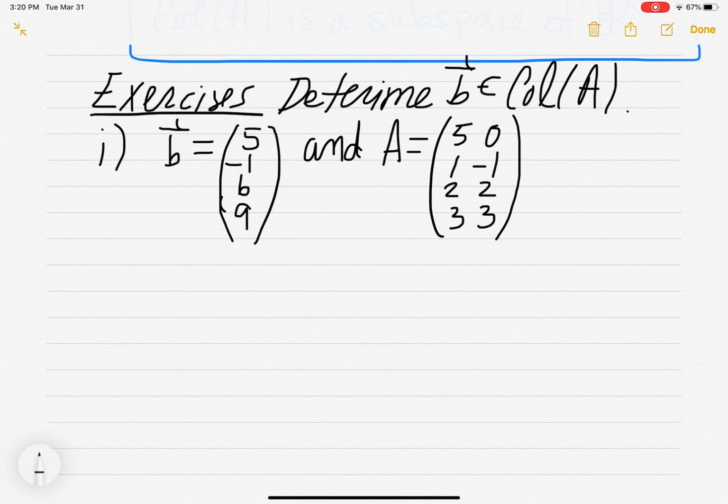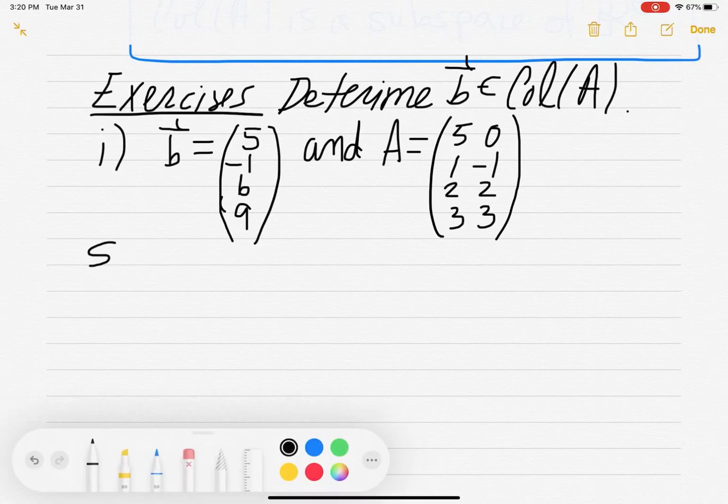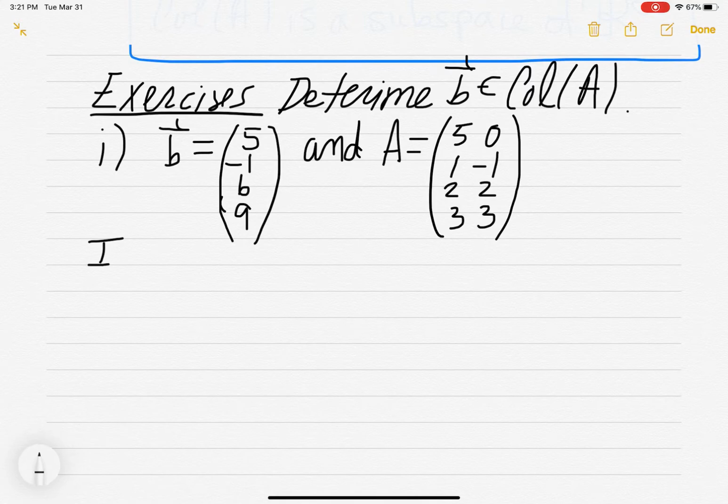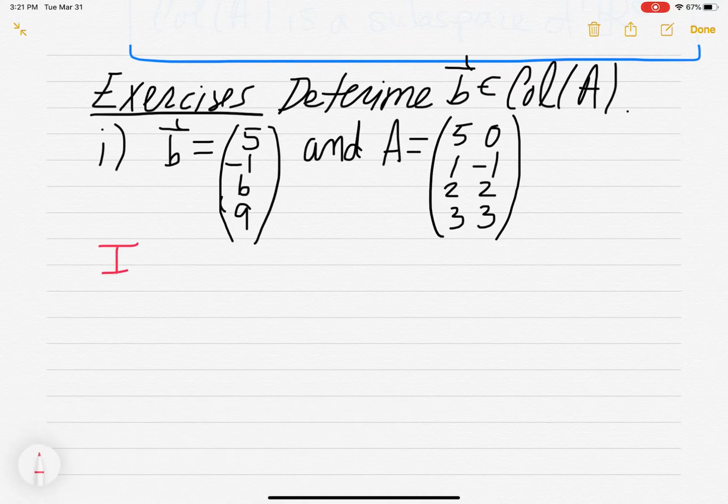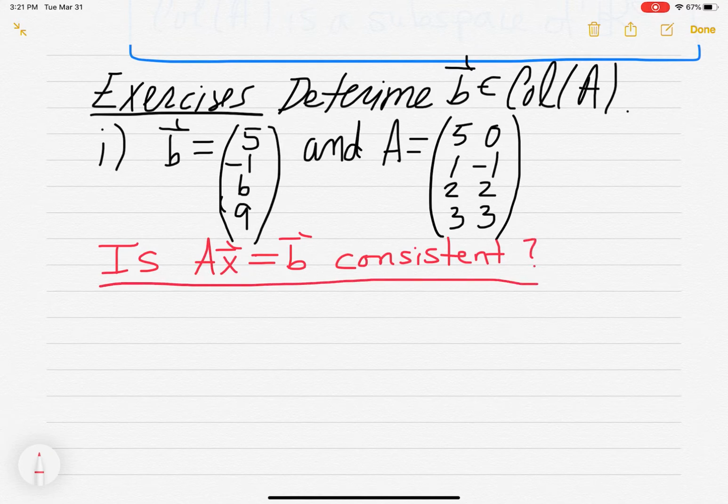So basically what we have to figure out is whether b is a linear combination of the columns of A. In other words, we're going to ask the question, let me use a different color, let me use red: is Ax = b consistent? Does it have a solution? So the matrix vector equation Ax = b, does it have a solution? If it has a solution, then yes, b is a linear combination of columns of A.